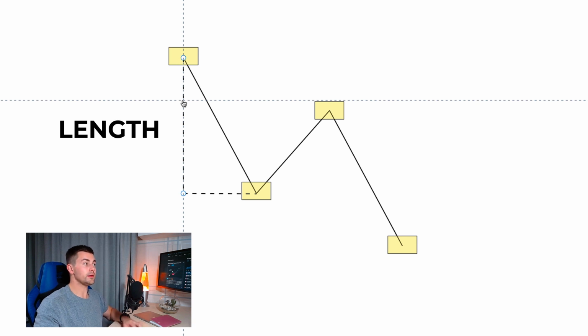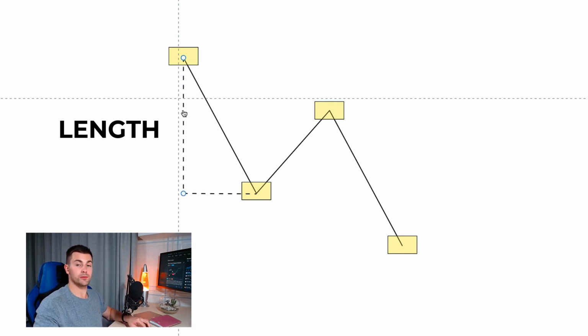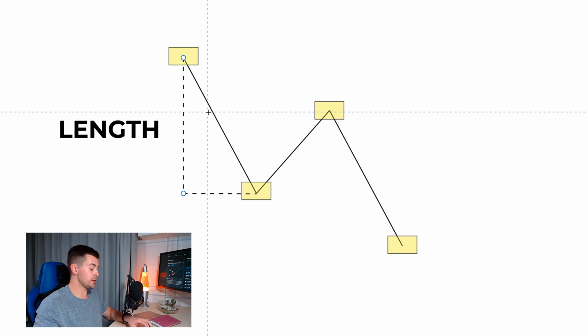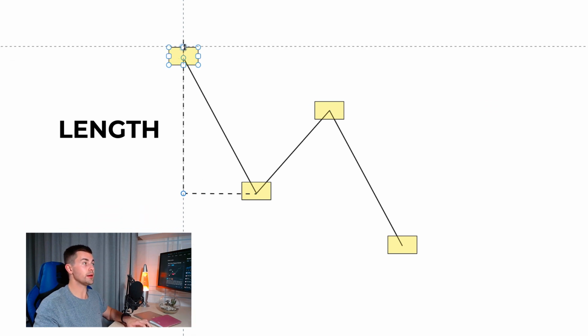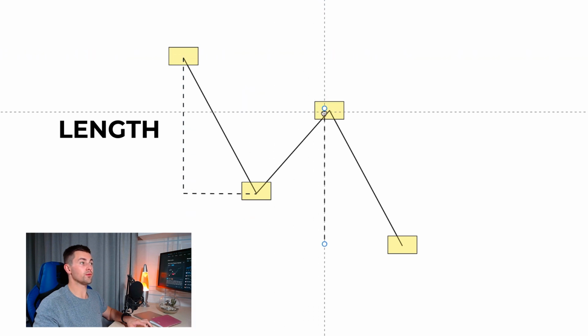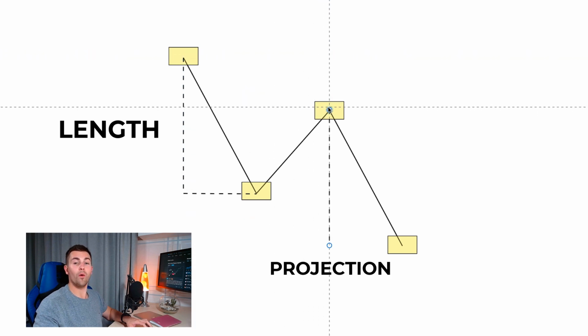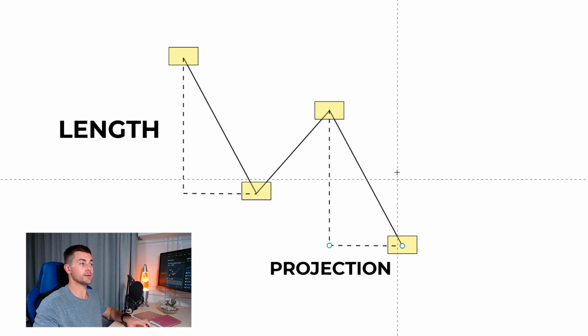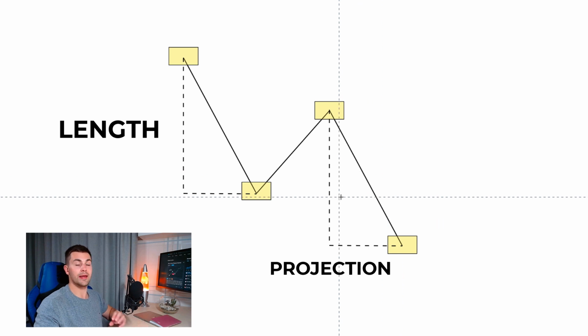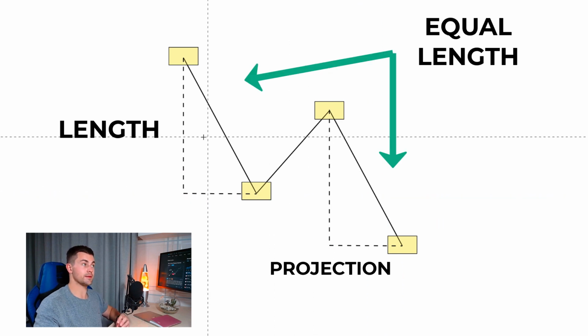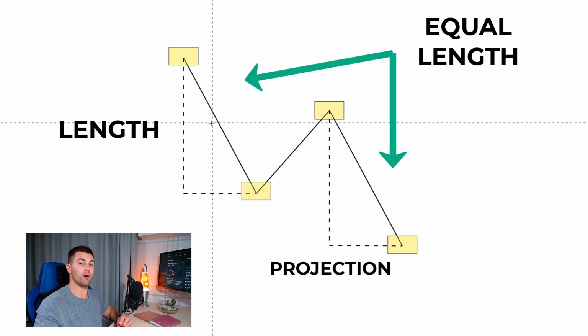And the point is that once we measure the length of this impulse, once we make the projection of the length of that impulse from the completion of the retracement leg, you can see that the length of these two impulses, the length is the same. Yes, these impulses are equal.